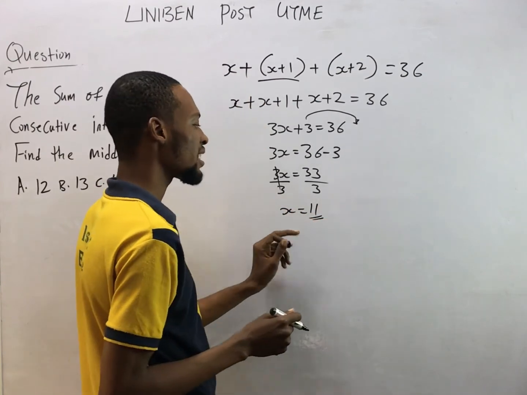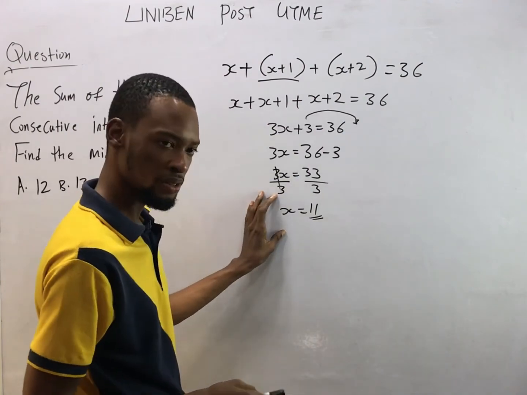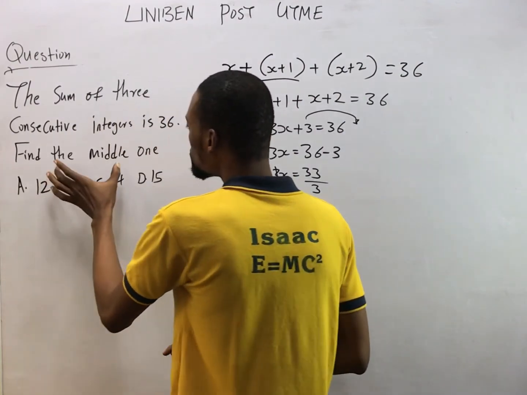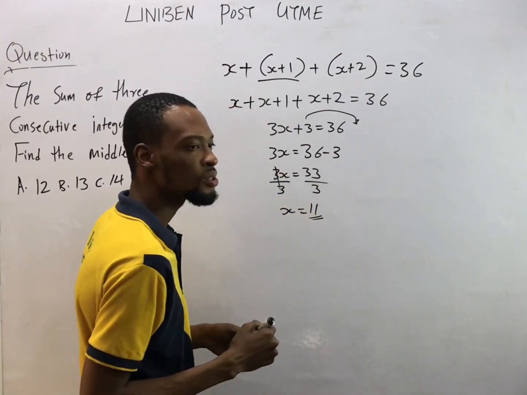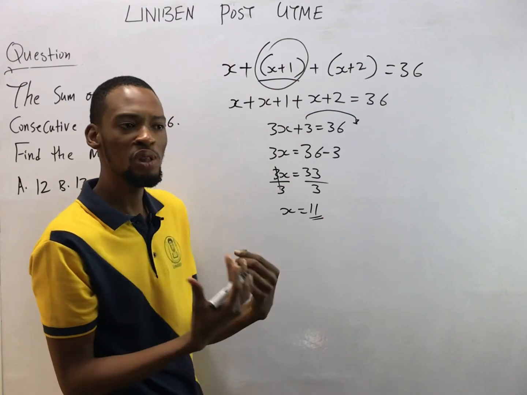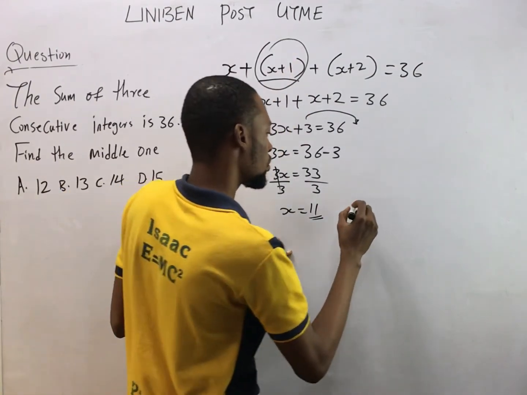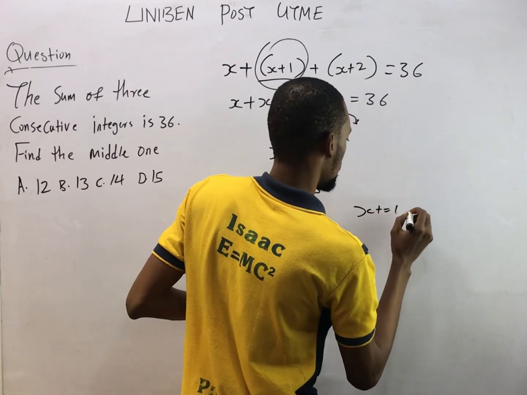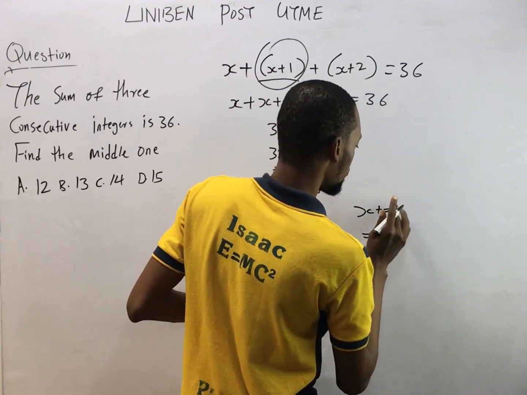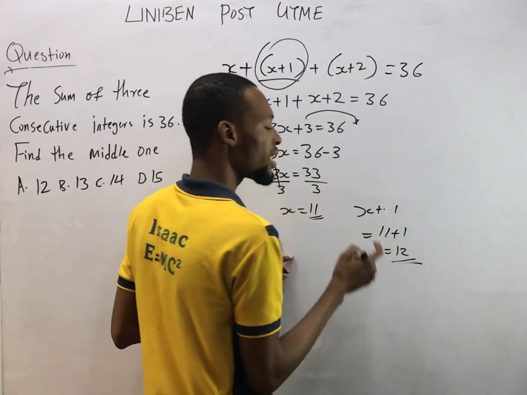This is 11, but this is not the answer because we just solved for S. They didn't ask us for the numbers. We are asked for the middle one. And like I told you, the middle one is S plus 1. But now we know what S is. So S is 11. S plus 1 is equal to 11 plus 1, which is 12. So the middle number is 12.